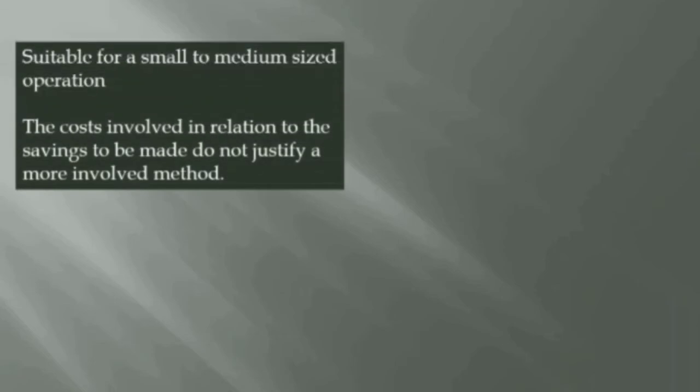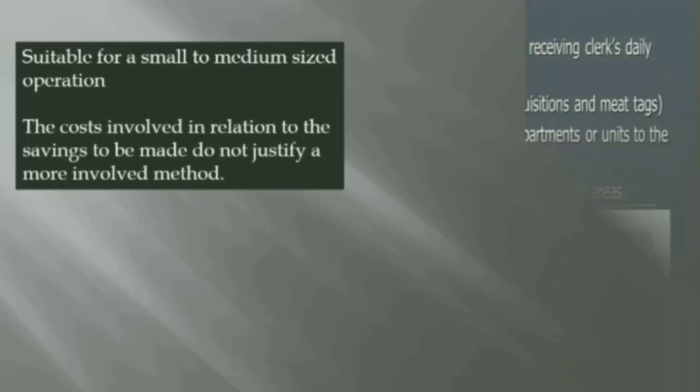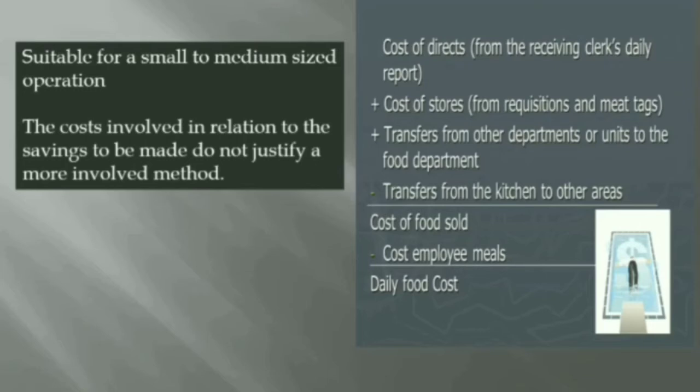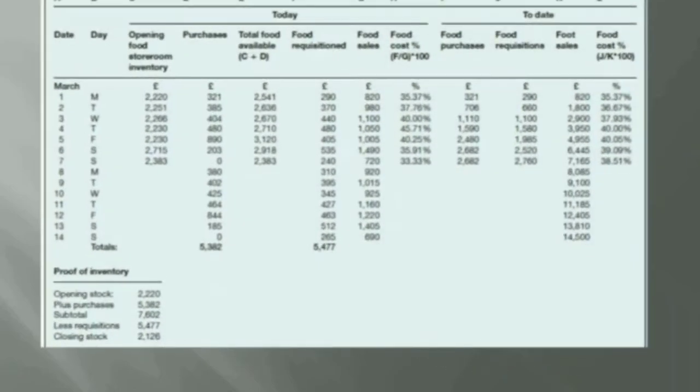The next method of food control is the daily food cost report. This food cost method is suitable for small to medium sized operations or where a too sophisticated method is not required. The cost involved in relation to the savings to be made does not justify a more involved method. The format of the daily food cost report is as follows.